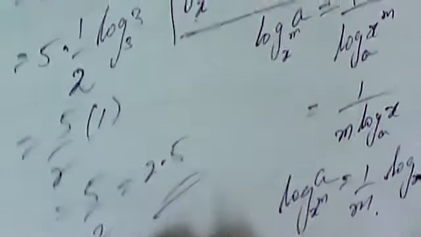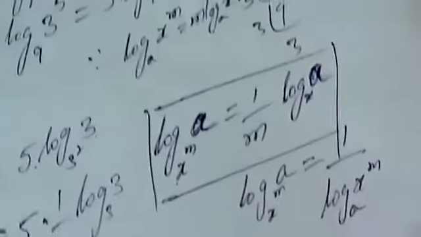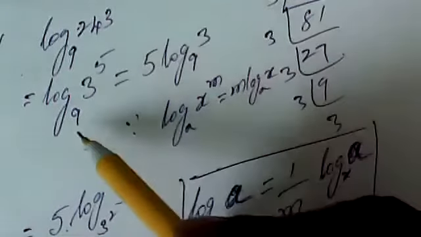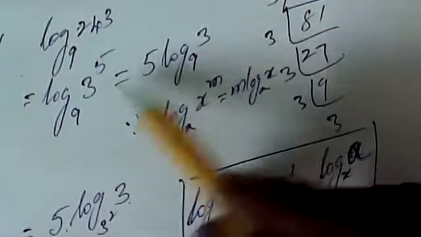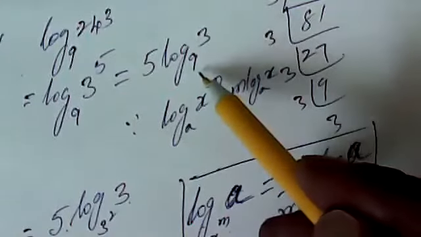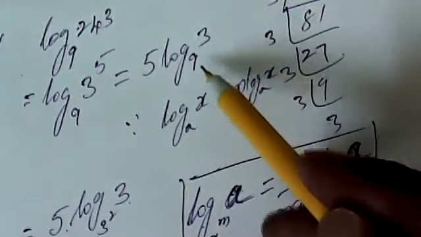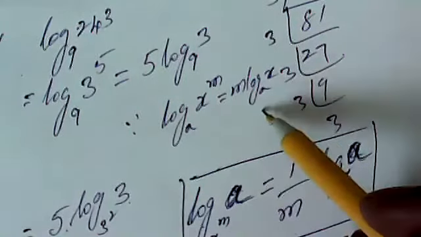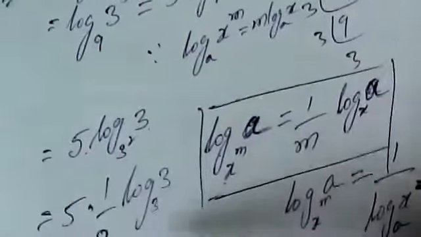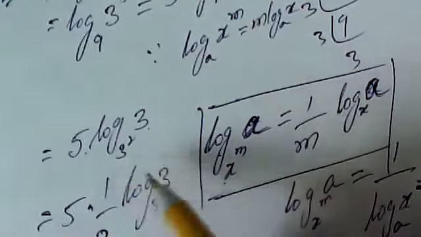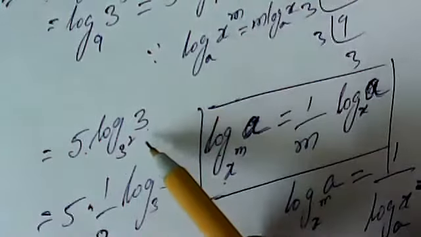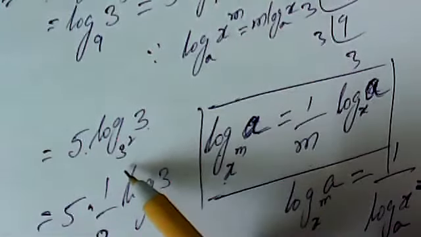Once again, you can see your formula. Log 243 to base 9 is written as log of 3 power 5 to base 9. This is 5 log 3 to base 9. So here we apply log of x power m to base a, which is nothing but m log x to base a, and this equals 5 log 3 as it is, and 9 is taken as 3 square.